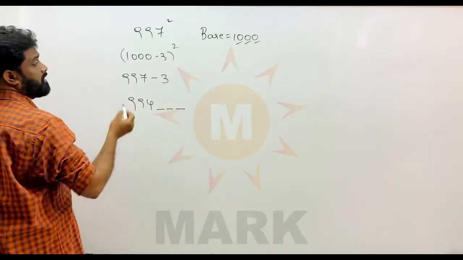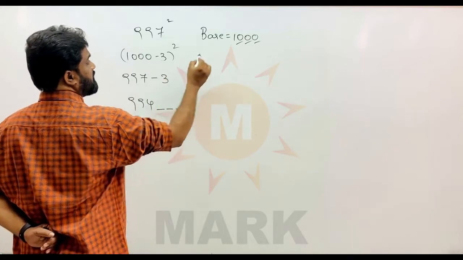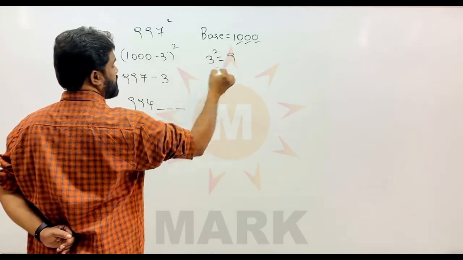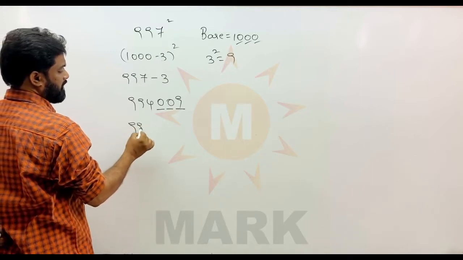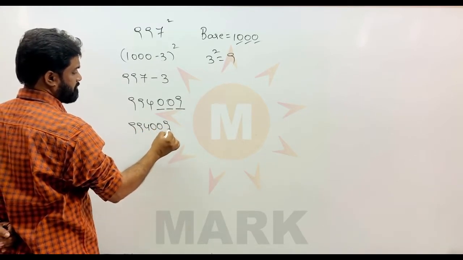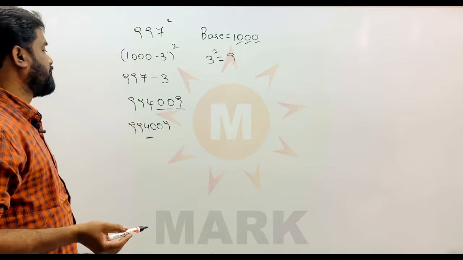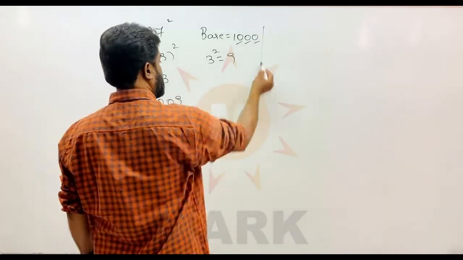The base is 1000. So what do you have to write in these 3 slots? 3 square, which is equal to 9. So 9 is nothing but 009. So the answer is 994009.